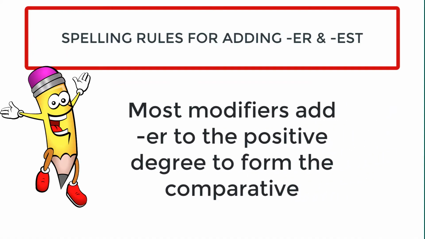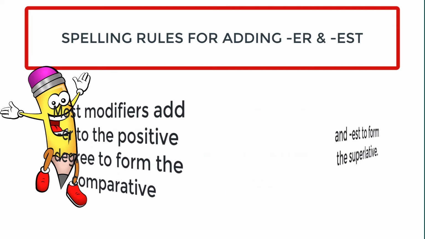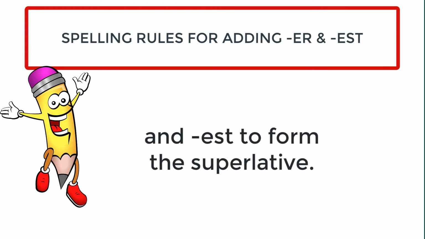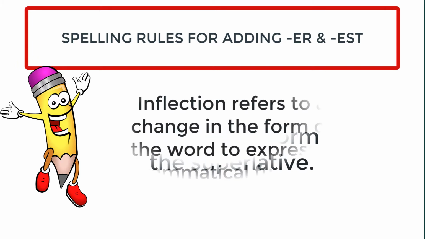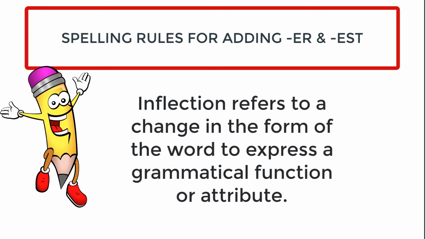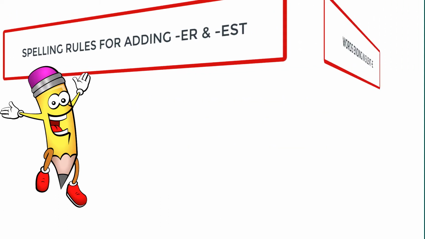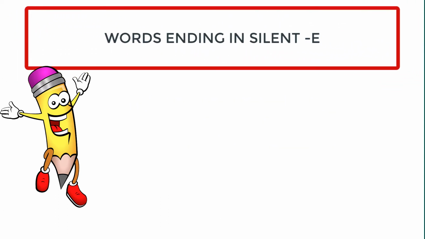If you watched an earlier video on comparatives and superlatives, you will note that most modifiers add er to the positive degree to form the comparative, and est to form the superlative. However, there are rules we must follow when adding these suffixes to change the inflection of the word. So let's start with the words that end in the silent E.